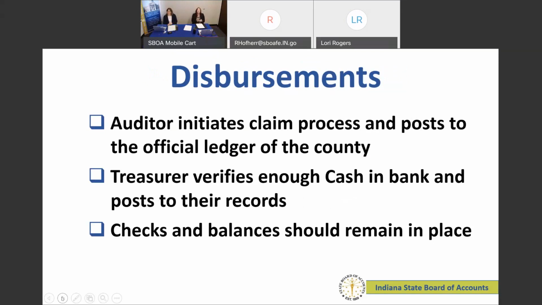So same thing with disbursements. While the auditor initiates the claim process and posts to the official ledger, the treasurer is verifying that there's enough cash in the bank and they're posting to their records. Again, checks and balances. This is done all the time, right? I mean, this is part of daily operations.